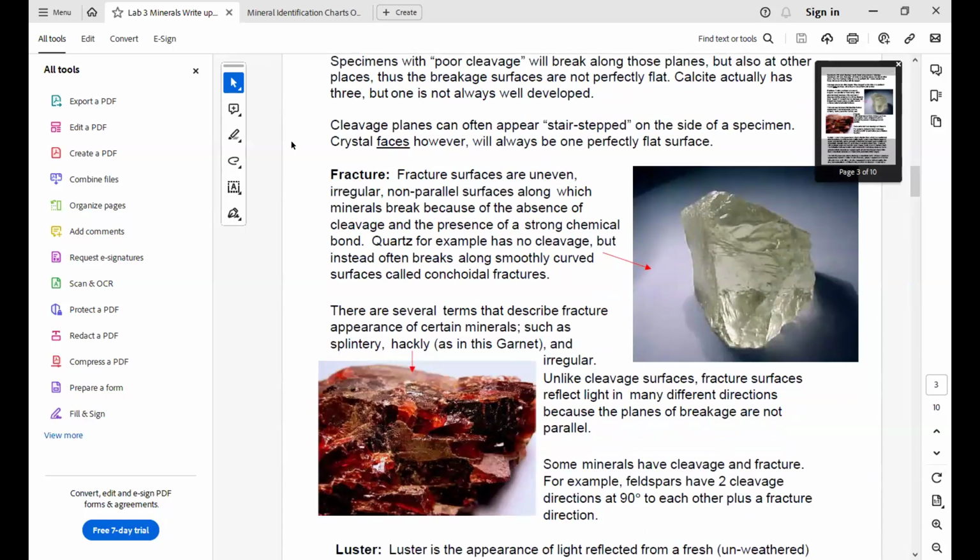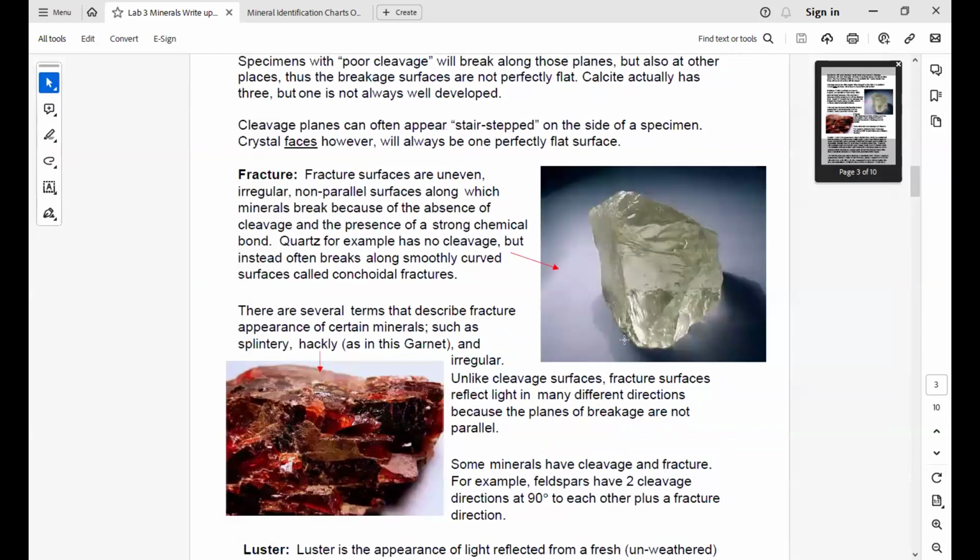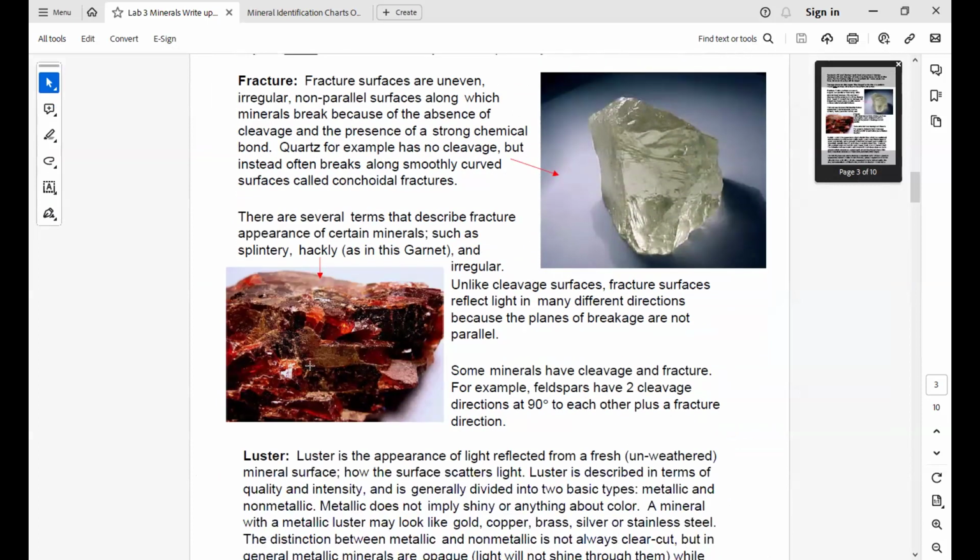And here we have a fracture mineral. Quartz has no cleavage, but it often breaks with smoothly curved surfaces, which we call conchoidal fracture. Other types of fracture are like hackly, like the garnet here. So unlike cleavage surfaces, fracture surfaces reflect light in many different directions because the planes of breakage are not parallel. Okay.